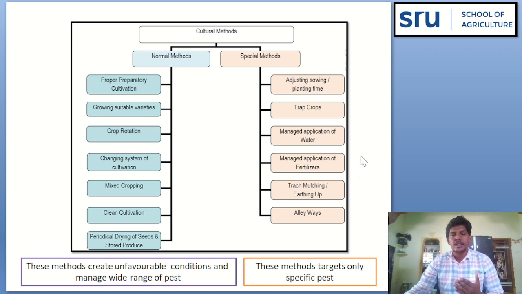See the list of special cultural methods: adjusting sowing or planting time, trap crops, managed application of water, managed application of fertilizer, mulching, trash mulching or earthing up, and alleys. All these methods target a specific pest only. That's why these are the special methods.